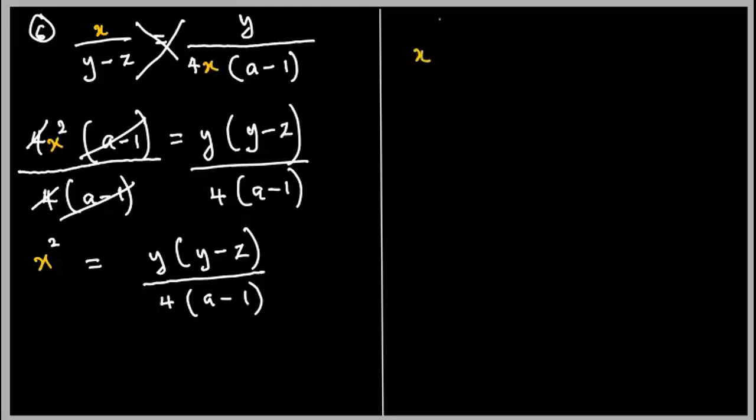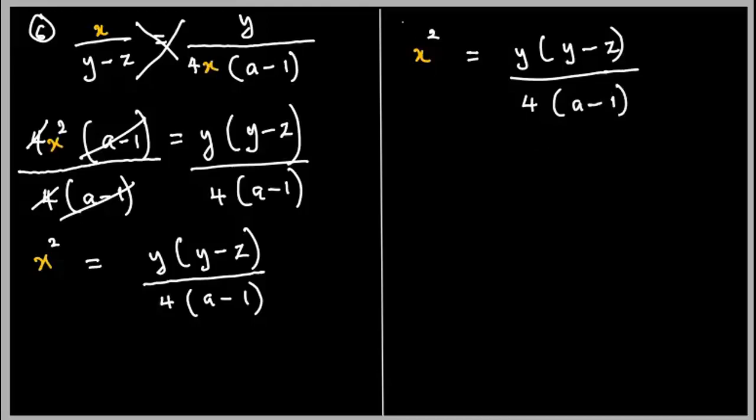x squared equal to y times y minus z, all over 4 times a minus 1. So, like I said, for this square to go out, we must take the square root on both sides. So I have the square root on both sides to be like this.